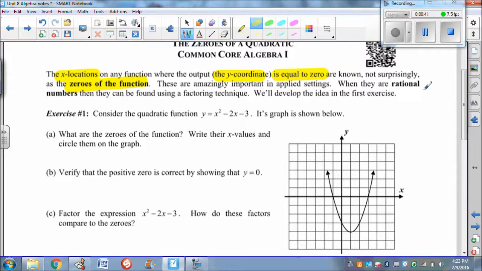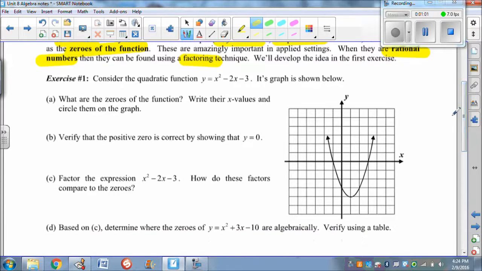Okay, so when they are rational numbers, meaning nice, neat numbers, then they can be found by using factoring techniques. If they're irrational, then we can't find them by factoring. We'll learn a method later on this year, quite soon actually, for solving for irrational zeros. So let's consider this equation, and it's graphed here to the right.